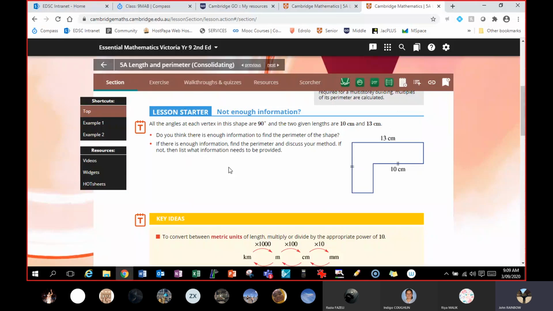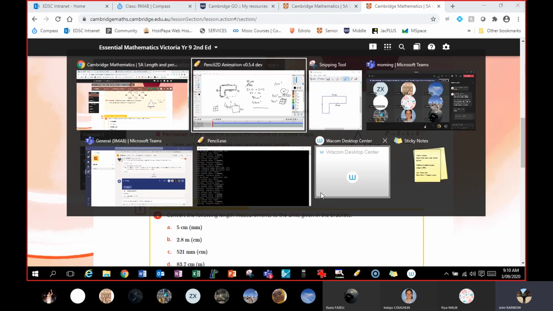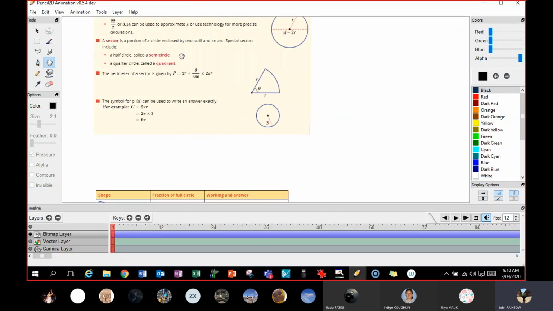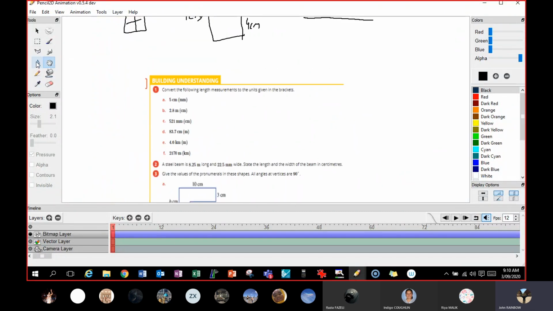On this subchapter, I encourage you to go to 5A, looking at converting between units of length. There's 1,000 meters in a kilometer, so we can change that. Going from meters to kilometers, you divide; going from kilometers to meters, it's going to get bigger. There's 100 centimeters in a meter. There's 10 millimeters in a centimeter. So you can convert between these. And perimeter is the distance around the outside of a shape. So let's have a quick look at some of these starters, and we'll go through some of these and get through a bit of conversion.